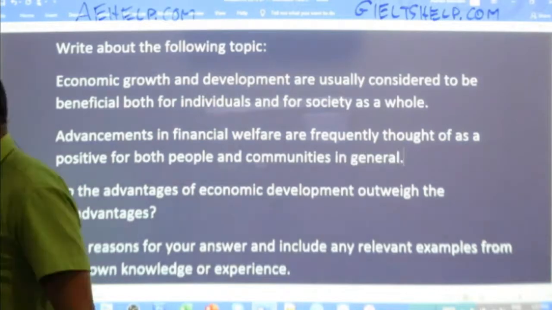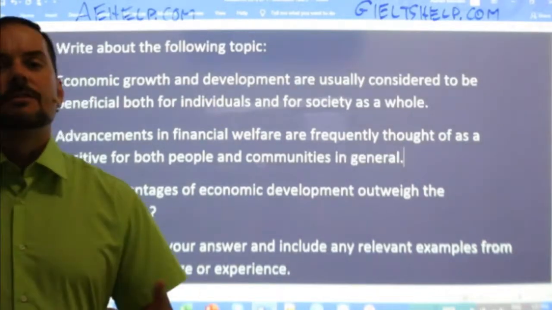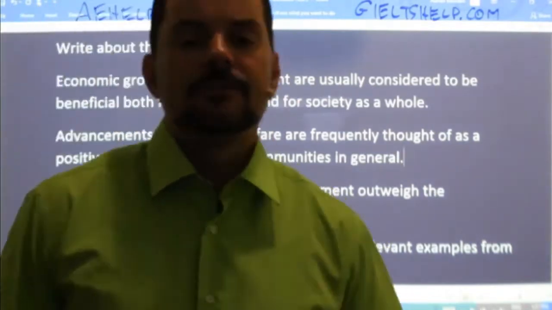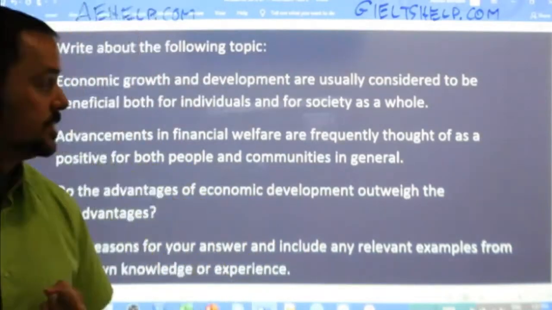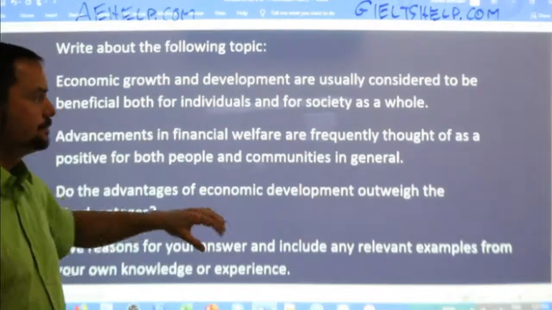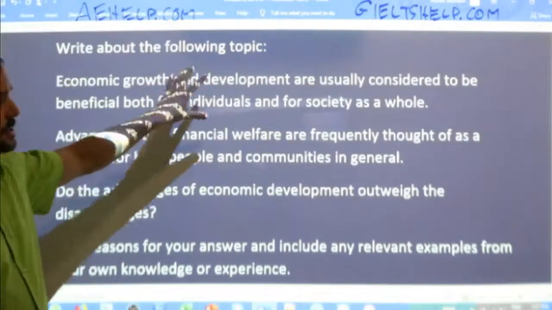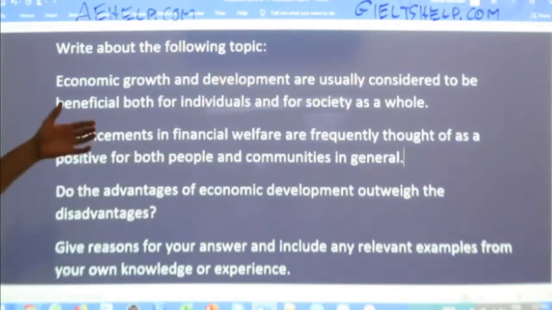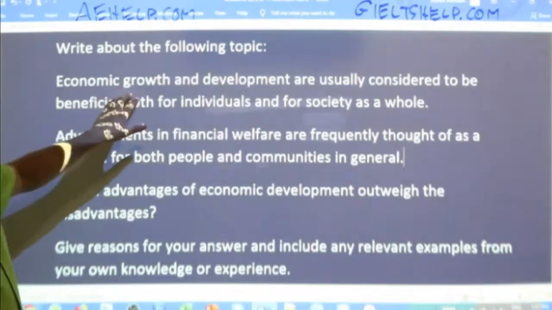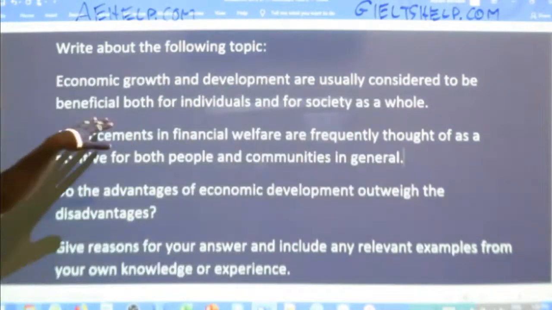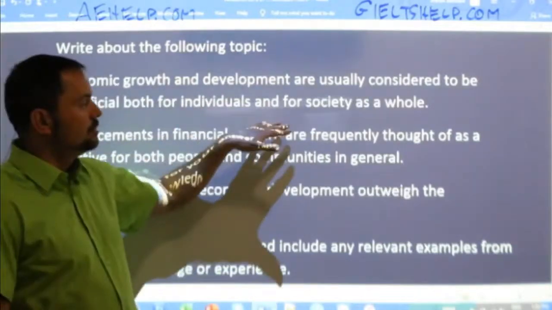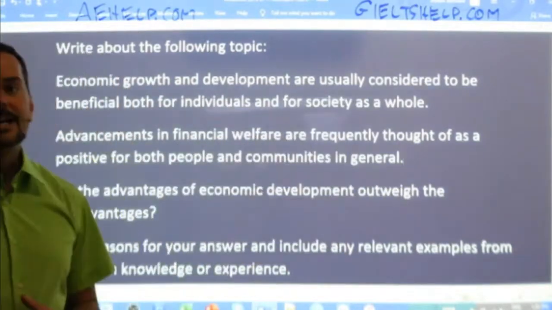Okay, so you're always reaching for that maximum paraphrasing, meaning saying it as differently, with as different words as possible from the original, but still with the same information. Okay, so here's an example of that. Economic growth and development are usually considered to be beneficial both for individuals and for society as a whole.